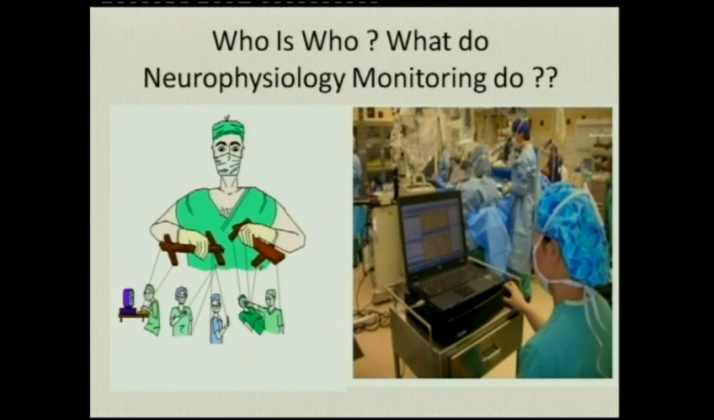Now here is who, because intraoperative monitoring is teamwork, and here the surgeon acts as the master or leader of the orchestra, getting feedback from everybody so that he can perform the surgery successfully. And the neurophysiologist, here in the corner of the room, is looking at the signals to give immediate feedback to the surgeon about what is going on with the neural tissue near the bone structures.